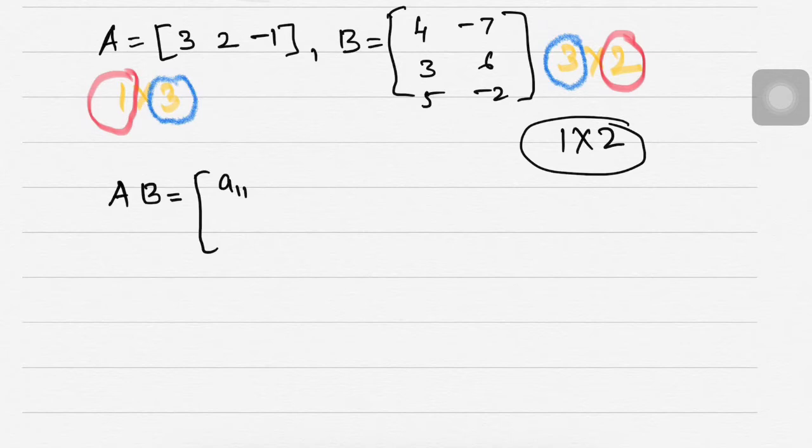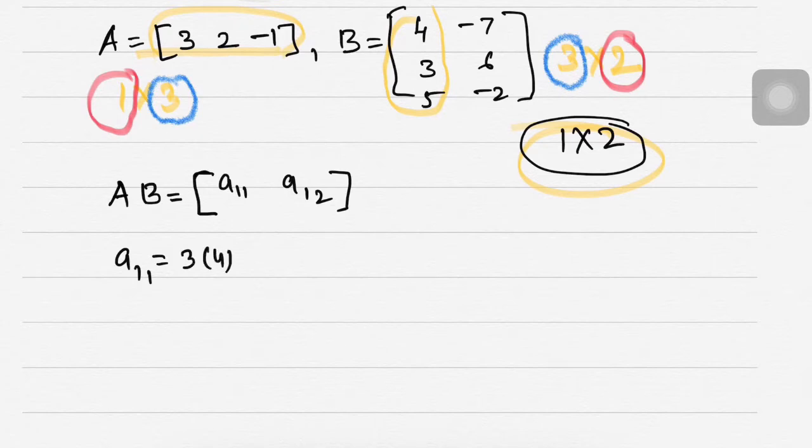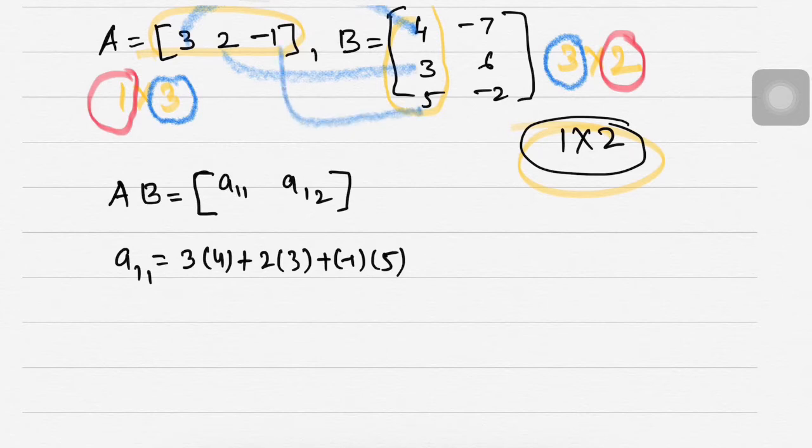A11, A12. It will have 1 row and 2 columns. So A11 means we have to take the first row of the first matrix and the first column of the second matrix, multiply the corresponding elements and add them. So A11 will be 3 into 4 plus 2 into 3 plus minus 1 into 5. This 3 will multiply this 4, 2 into 3 and minus 1 into 5. So the sum will be 12 plus 6 plus minus 5, equal to 13. It will be 13.